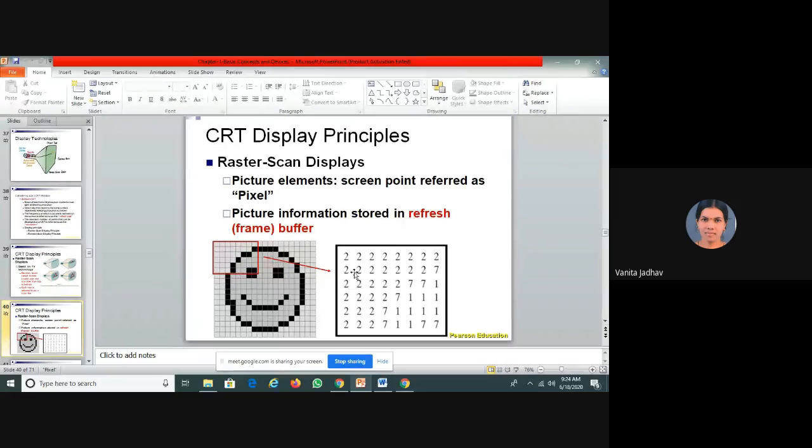So you are able to use your ink pen. The ink pen color, that is nothing but maybe green or blue, and the other color will be white. So two colors you can show on the paper. So is the idea about this raster scan display clear? Any doubt? Yes, ma'am.